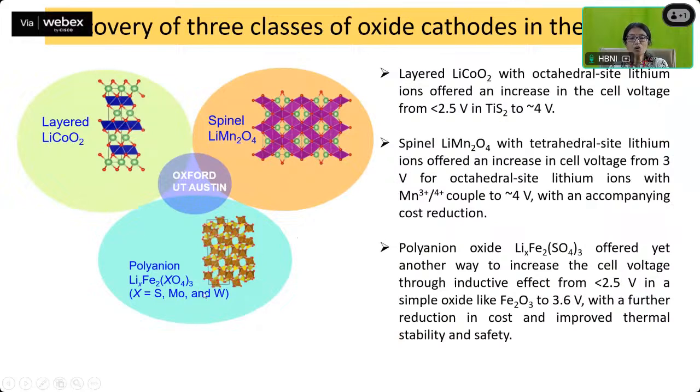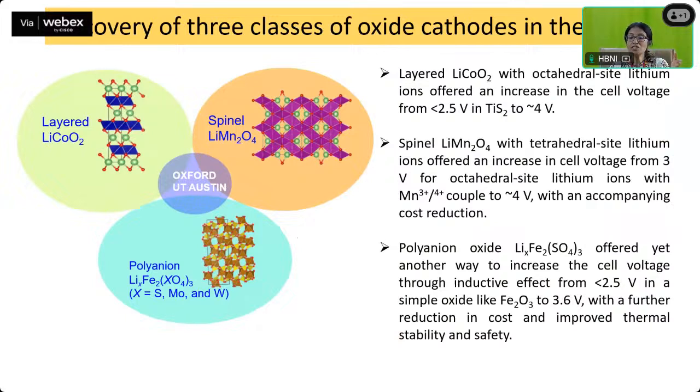And the other class of oxide cathodes are the polyanionic oxides, like lithium ferrous sulfate. They offered yet another way to increase the cell voltage through the inductive effect, as we had discussed in the last class. The inductive effect gives rise to an increase in the cell voltage.